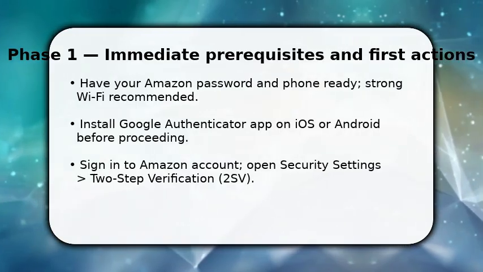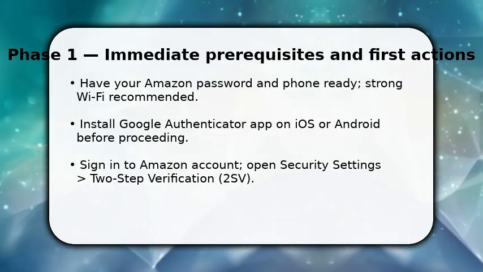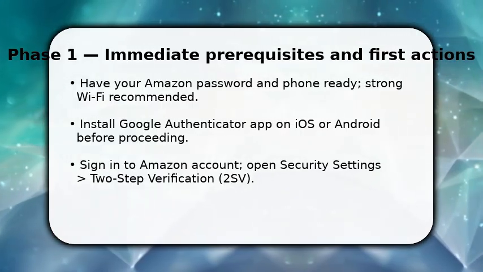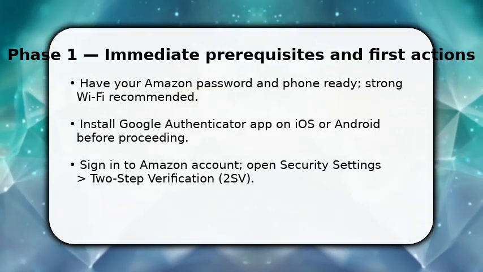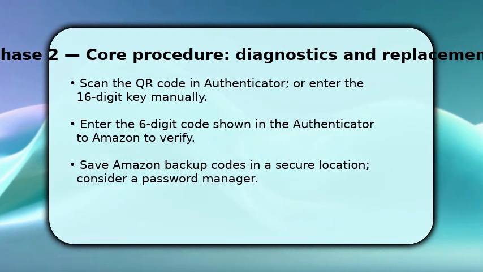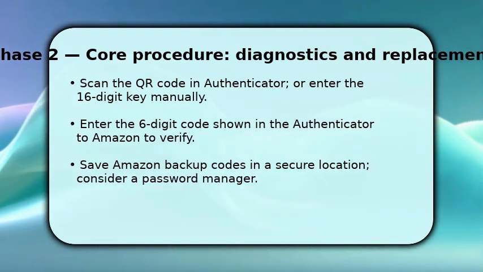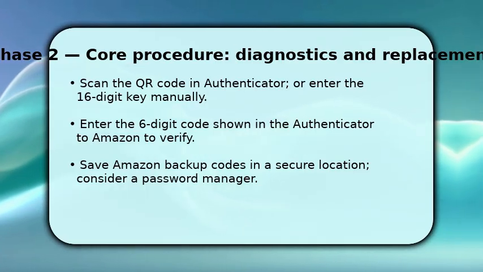Make sure your phone's date and time are set to automatic. This keeps codes synced. If you use a separate device for codes, have it nearby. Scan the QR code with the Authenticator app to capture the secret. Once you scan the QR or paste the 16-digit key into Google Authenticator, the app starts generating 6-digit codes every 30 seconds. That's how it stays secure.